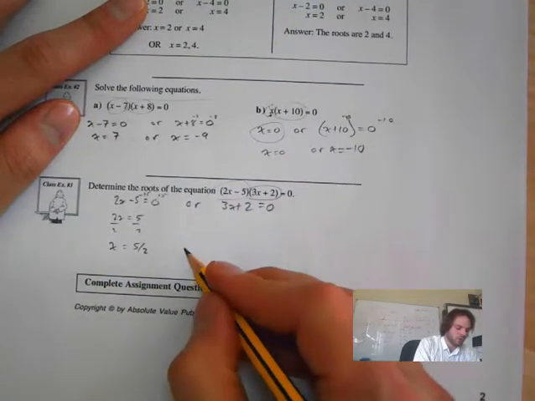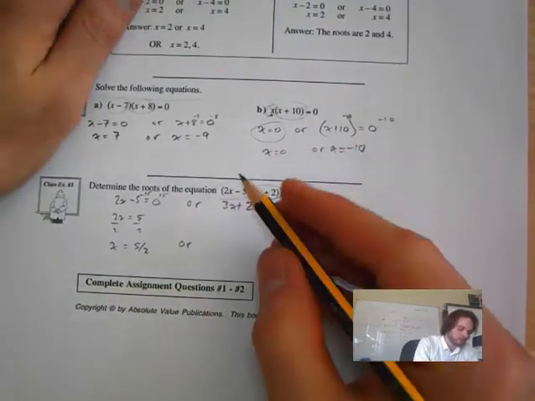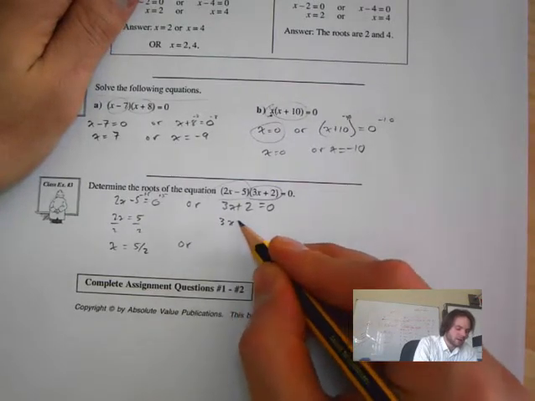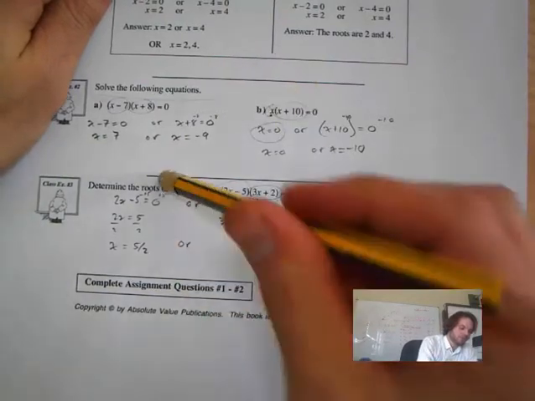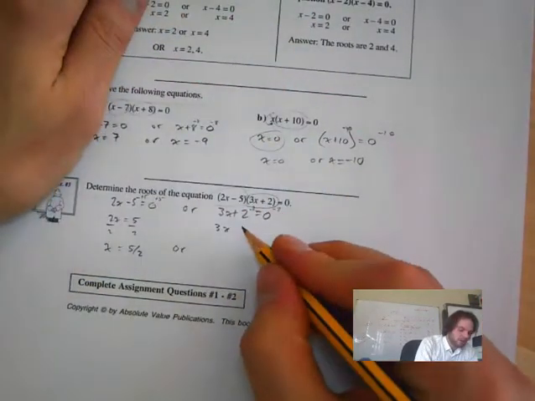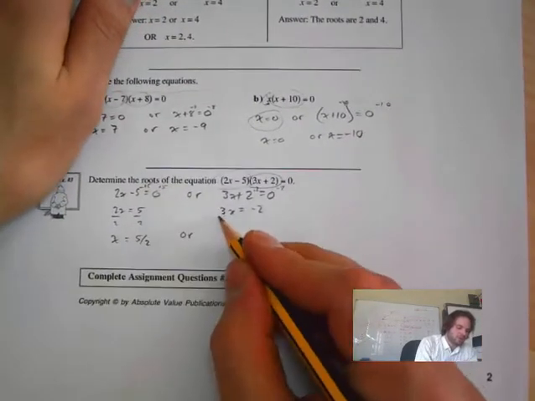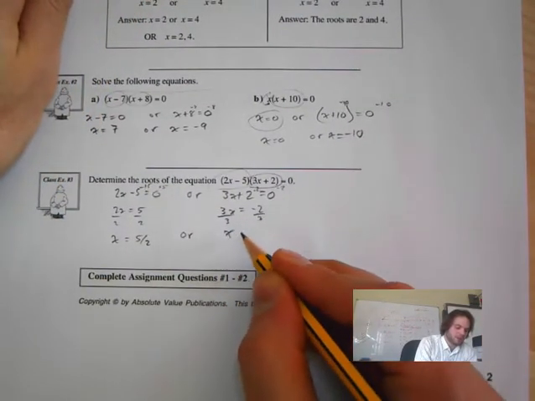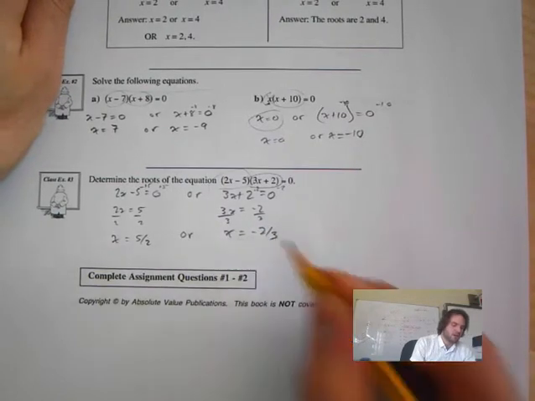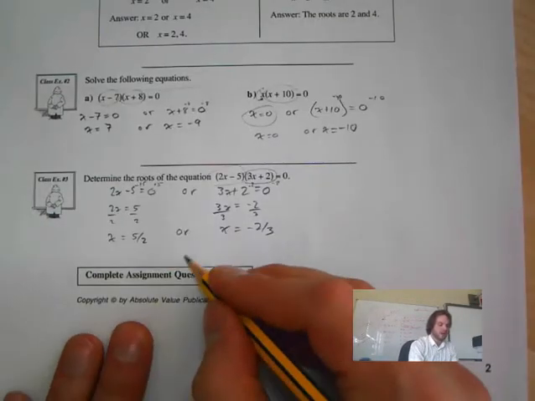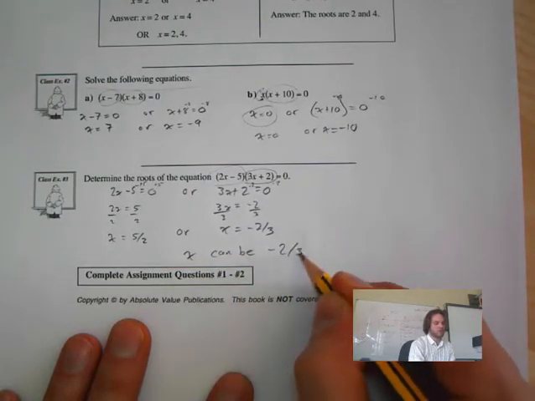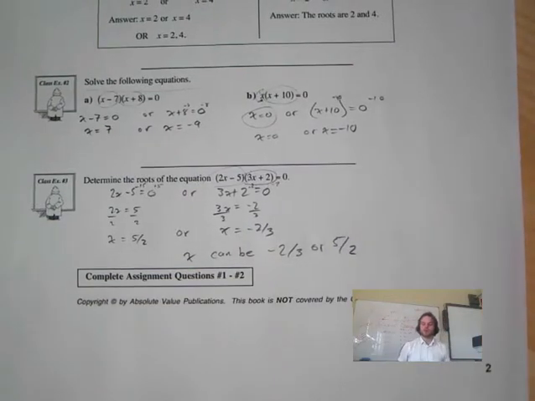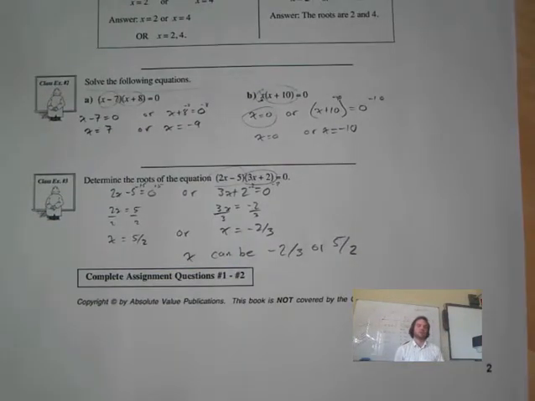So there's one answer. Or my answer could be, we have 3x plus 2, so I'm going to take away 2 from both sides, which gives negative 2. Divide both sides by 3. So I get x could be equal to negative 2 over 3. So those are my two answers. x can be negative 2 over 3 or 5 over 2. It doesn't matter what order you put these in.